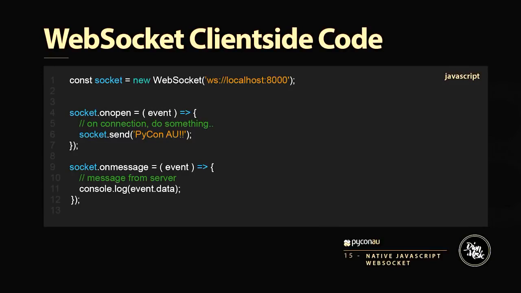Then you have to define a couple of functions. This socket object has an onopen event, which means once the protocol has been swapped and upgraded to WebSockets, this function gets called, right? In the example that I've got up on the screen, it's just a lambda way of dealing with that. So in my example, I open that connection, and then using socket.send, I send the string PyCon AU up to the server. And then when the server sends something back to me, the socket onmessage is called.